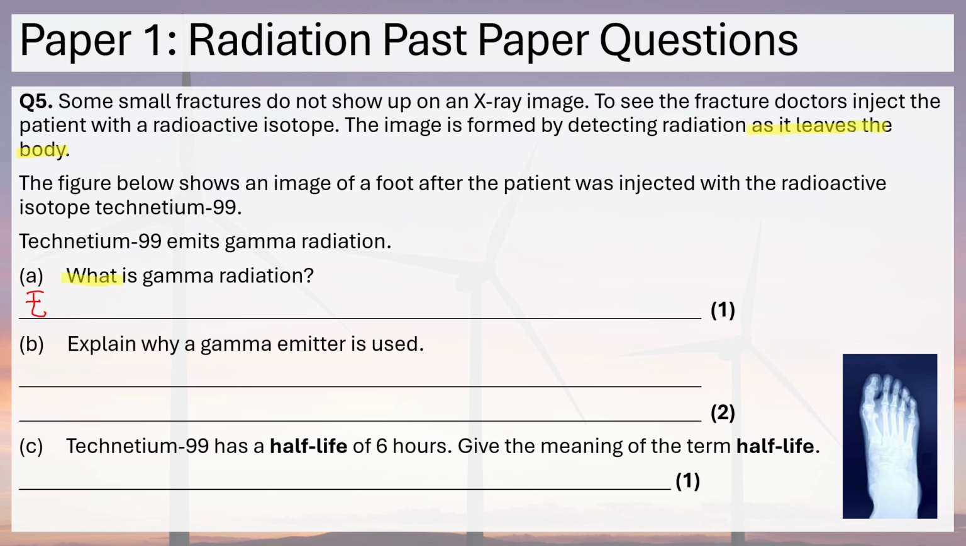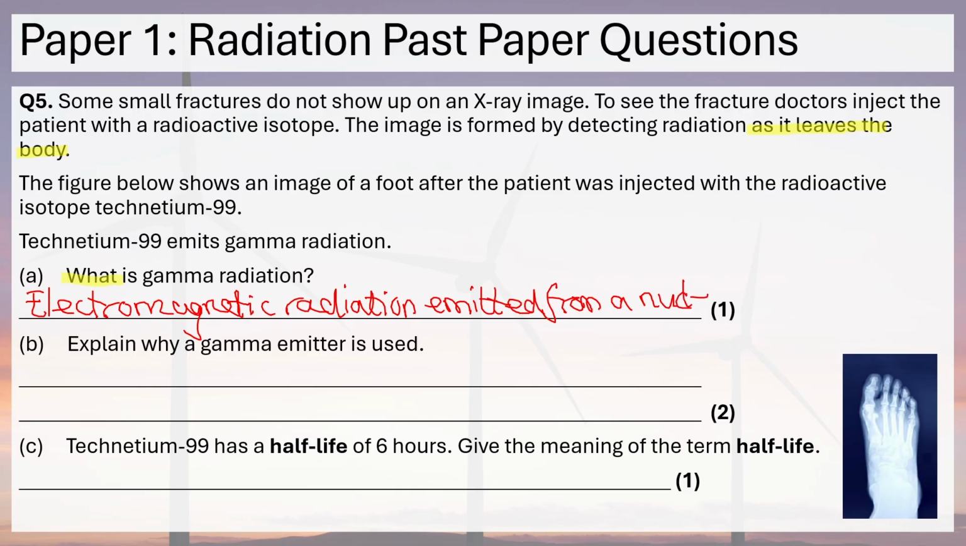So we can say it's electromagnetic radiation because we know that. Let's pop that in first. But to add that detail, emitted from a nucleus. So they just want you to put that bit about this idea it's nuclear radiation. That's a little bit of detail we want on that higher tier.